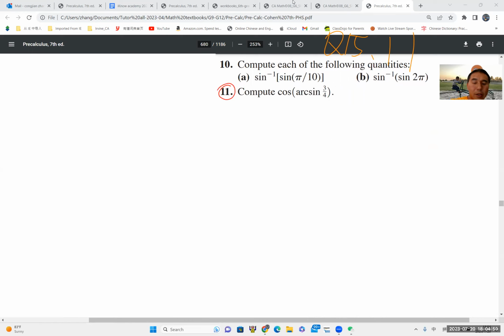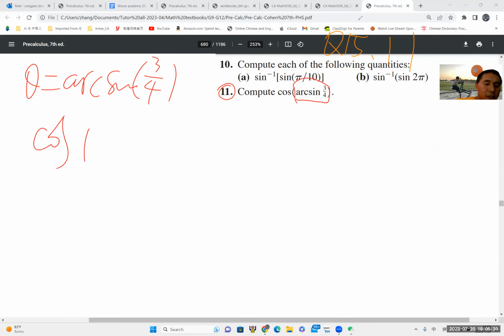Think about problem 17. First, you just go to find arcsine 3/4. Maybe it's not a spatial angle. Suppose it's not a spatial angle. You just call it theta, theta equals arcsine 3/4. Then we want to solve for cosine theta.